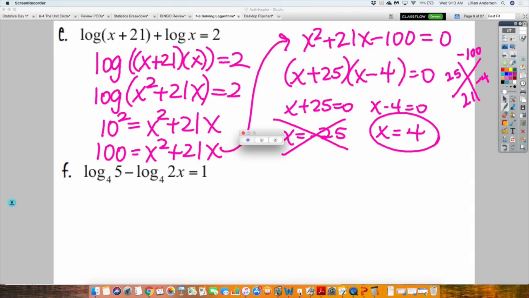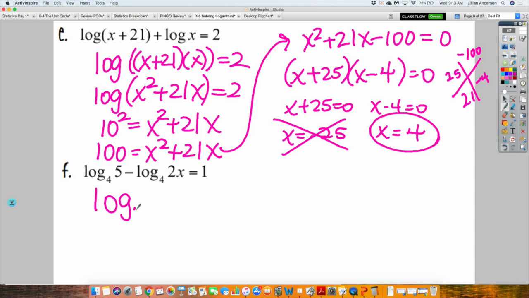All right, and the last one where we have a log on one side. We're doing all the ones where we have a log on one side to make sure you guys have a good handle on them. What do I need to do here? Subtraction means division. So this is going to be log base 4 of 5 over 2x equals 1. We have condensed it. The log is isolated. Now we go to step 2, which says to rewrite in exponential form.